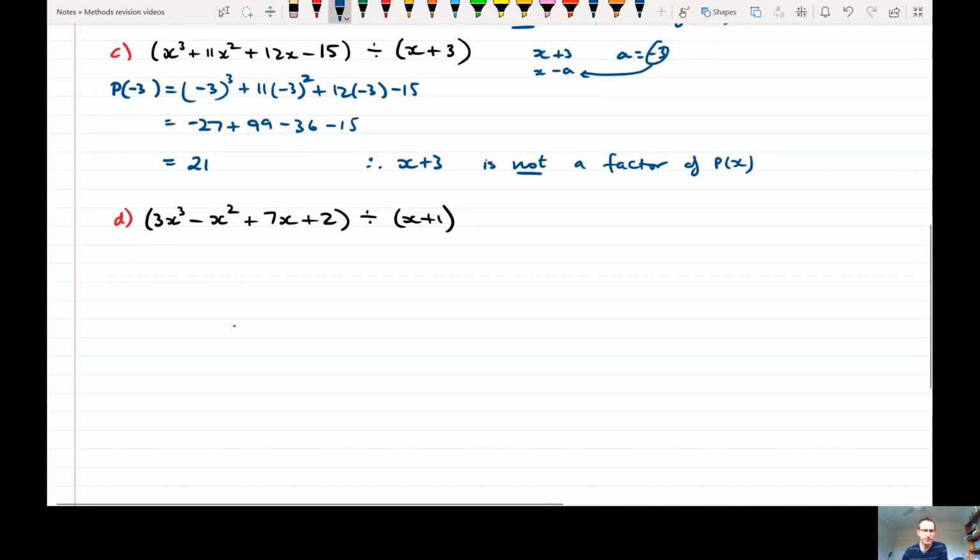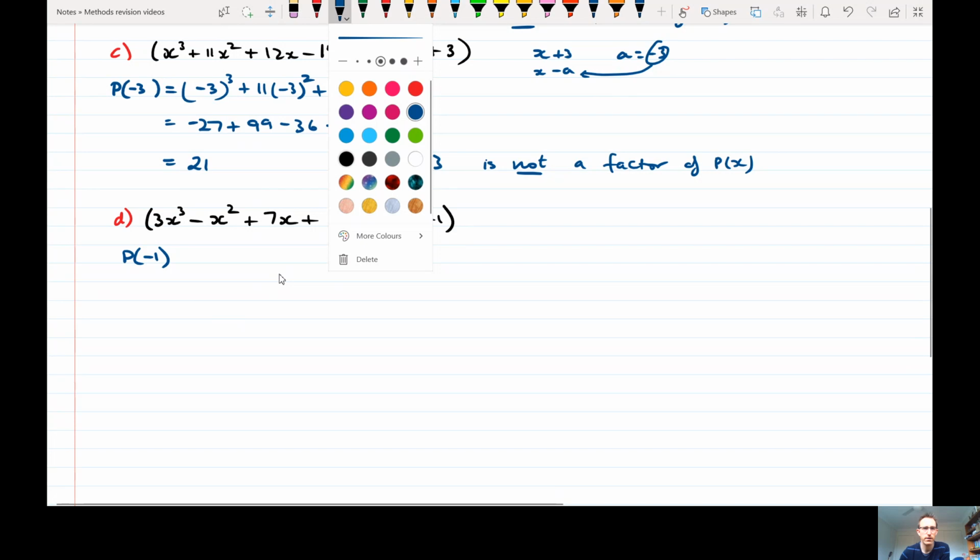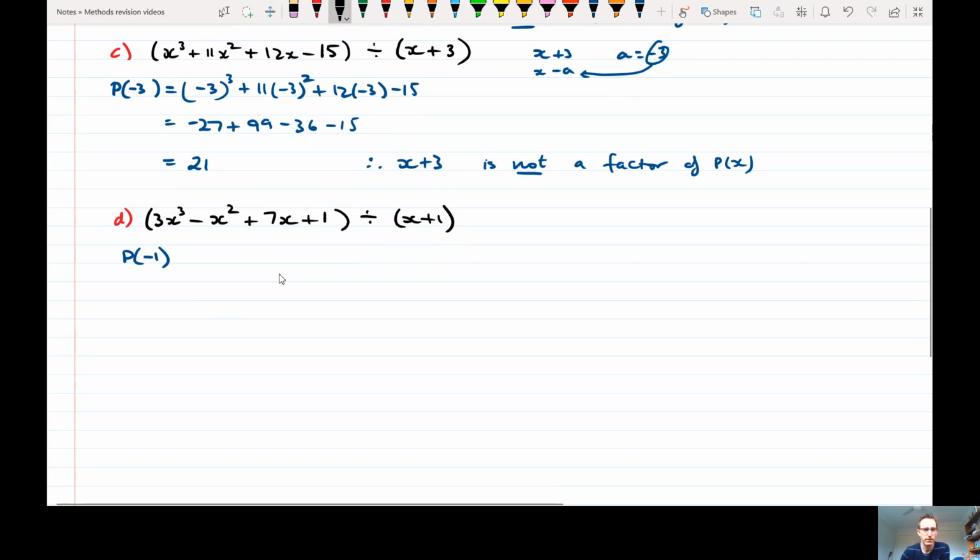Gee, I really hope this last one works, otherwise none of them are going to be nice factors. All right, last one, I'm going to substitute negative 1 in. Let's doctor it a little bit to make sure it works. Okay, so I think that's going to be fine. So negative 1, let's try that.